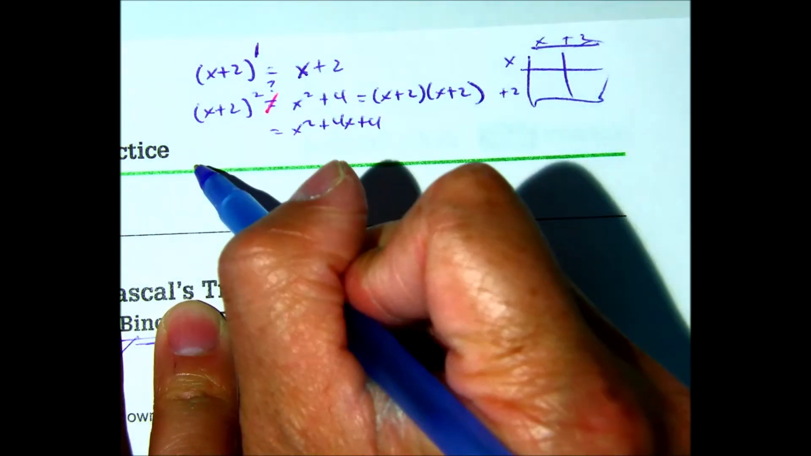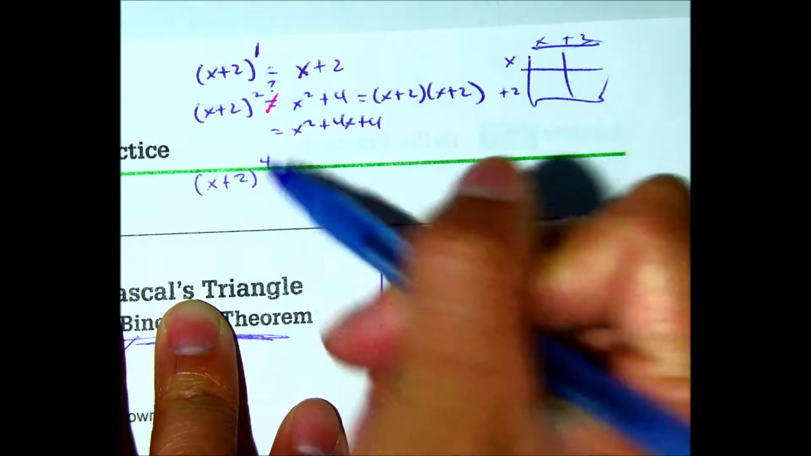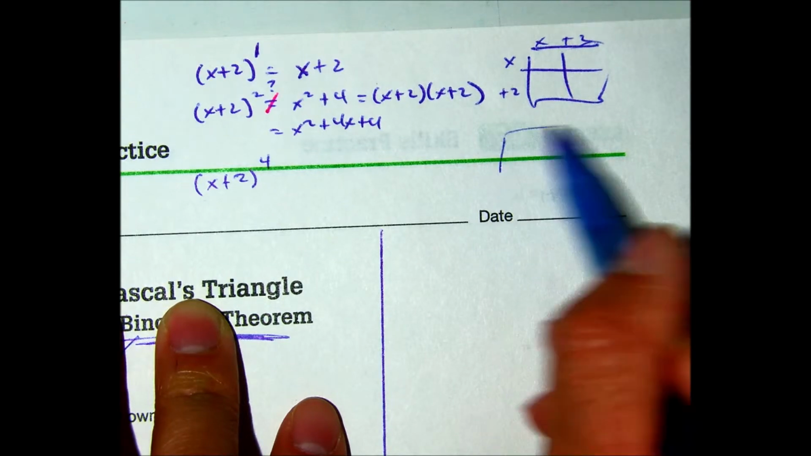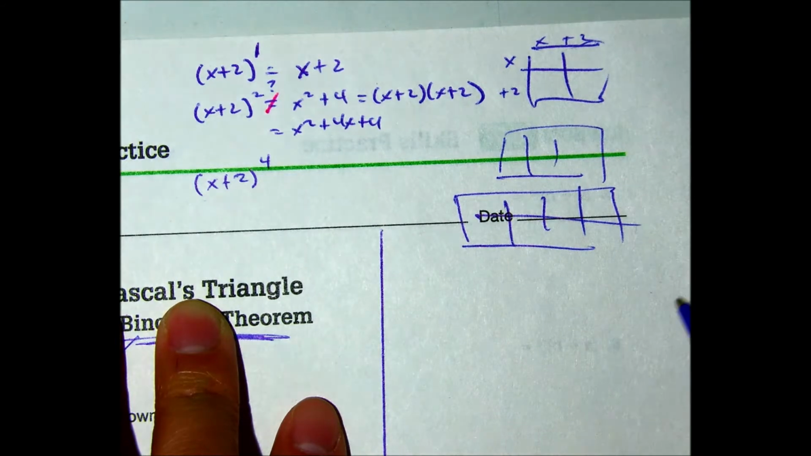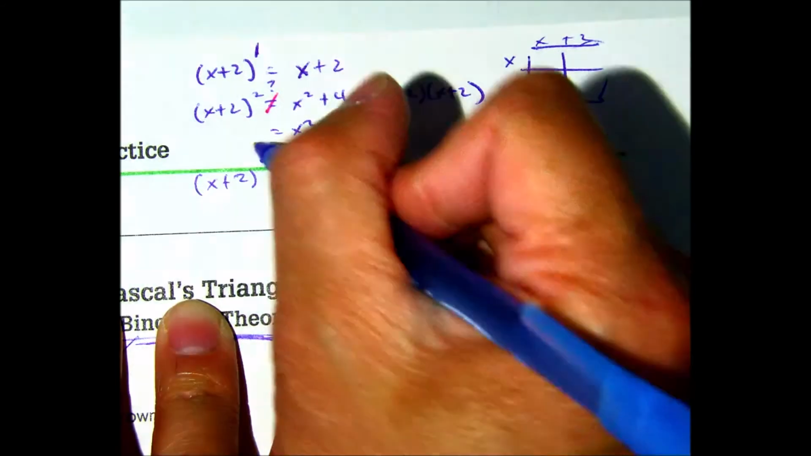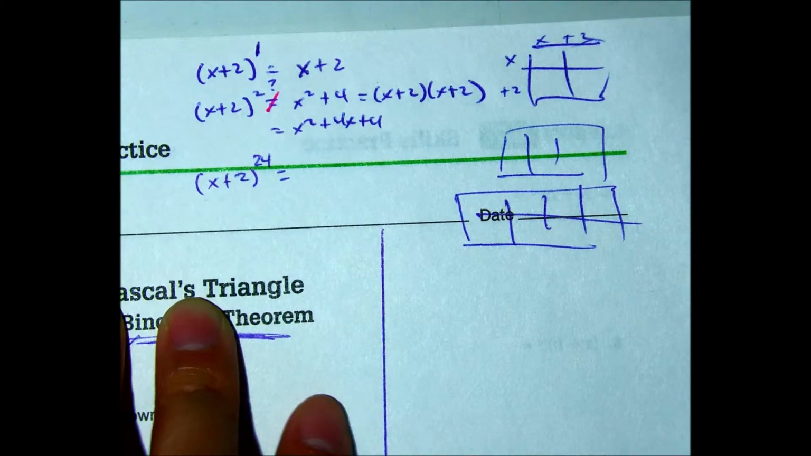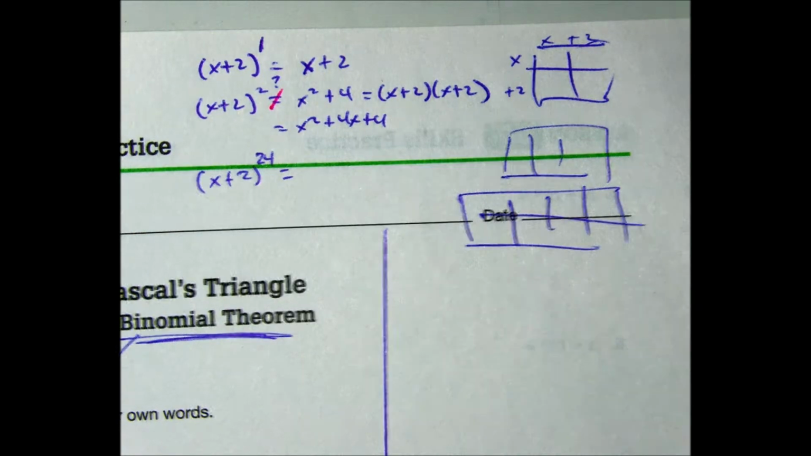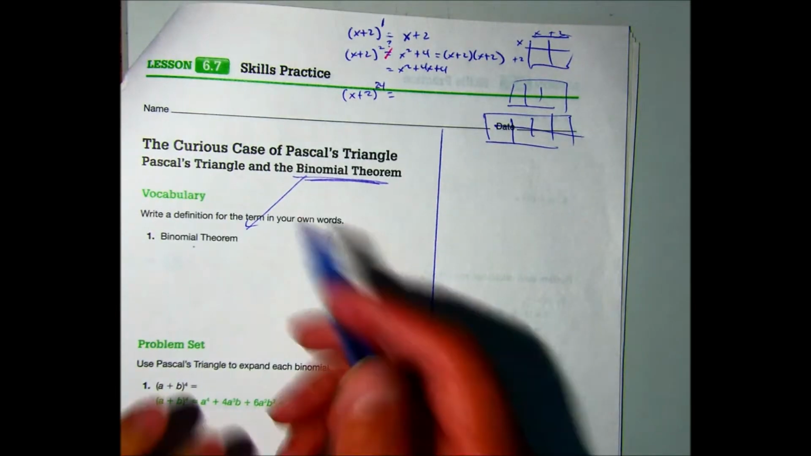So what happens if I said x plus 2 to the 4th power? Would you want to put the box and then do another really big box and then another really big box? No. That's a lot of work, isn't it? Or if I said expand it to the 24th power, you would be doing that probably a long time, right? So they developed something called the binomial theorem. Let's copy down the binomial theorem. So again, the binomial theorem will just be a faster way instead of doing the boxes.